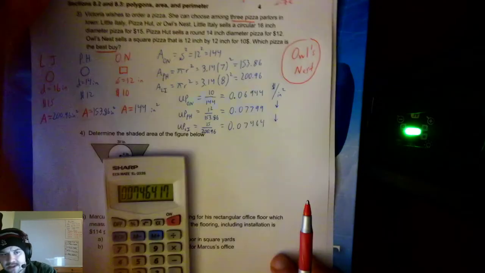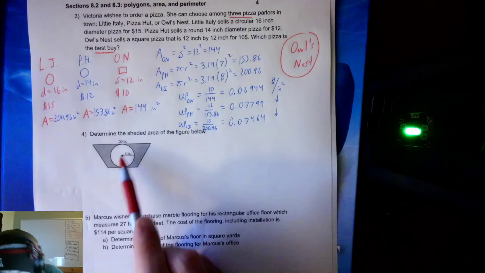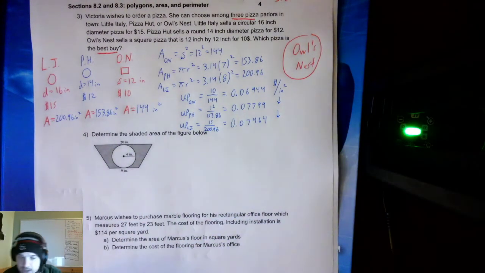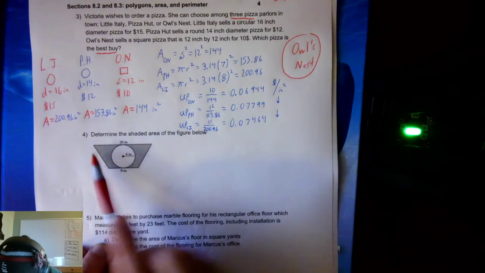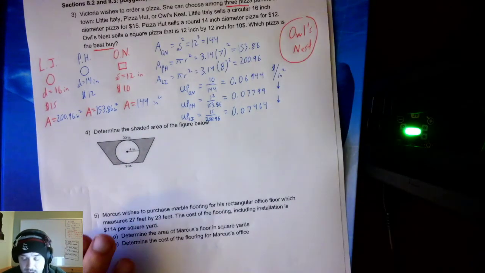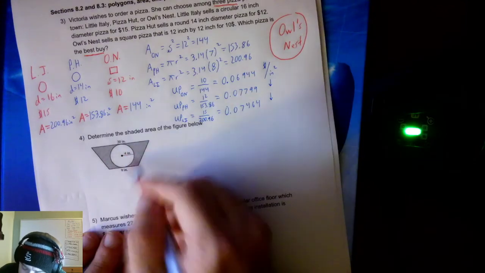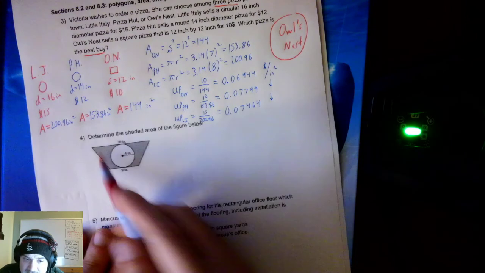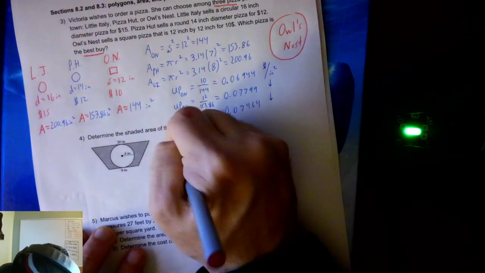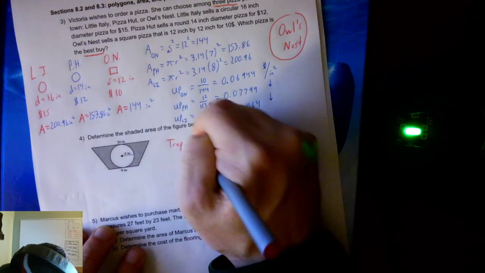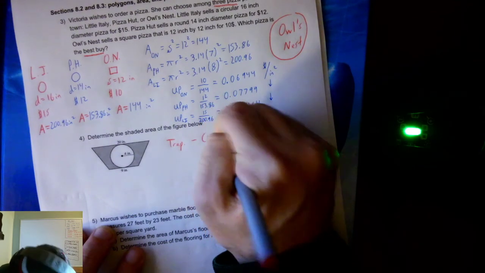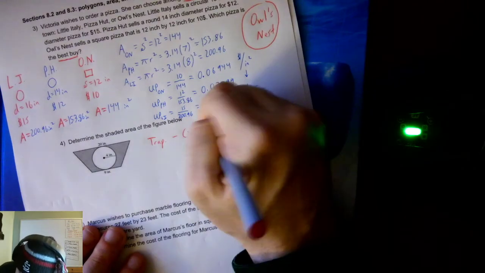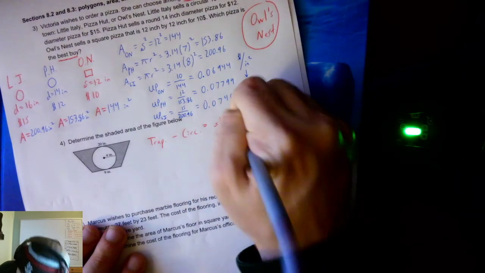Now, let's look at our next example. It looks like we've got an upside down trapezoid with a circle cut out of the middle, right? And it says determine the shaded area of the figure below. Now notice something. The shaded area is everything that the trapezoid contains minus what the circle contains. It's trapezoid minus circle, right? Trapezoid minus circle gives me shaded, right?